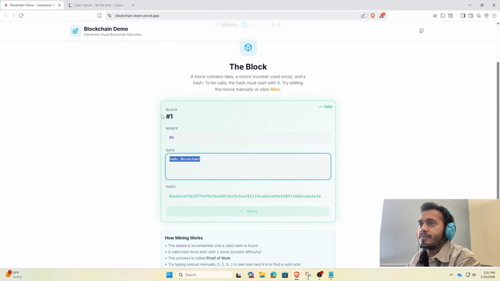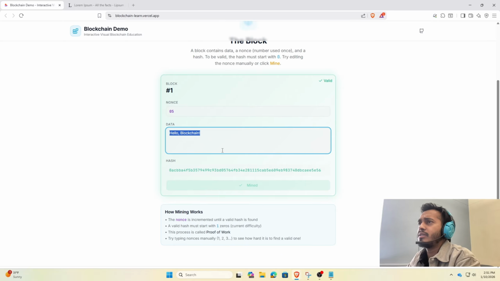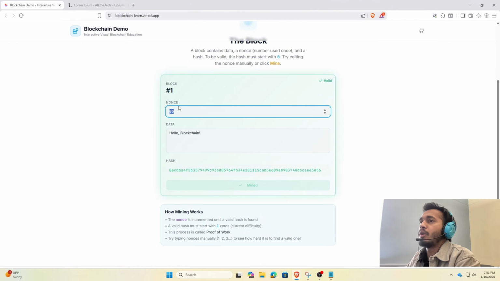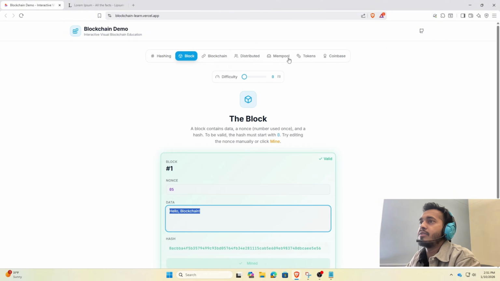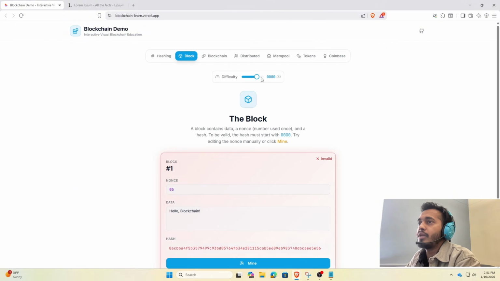Okay, so this is what miners do. What does mining actually mean? Mining is simply finding this number. What number, when combined with these values and the data, produces a hash that satisfies the protocol? And for a real blockchain protocol like Bitcoin, it should start with four zeros.